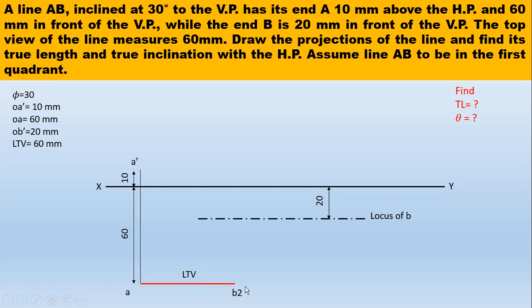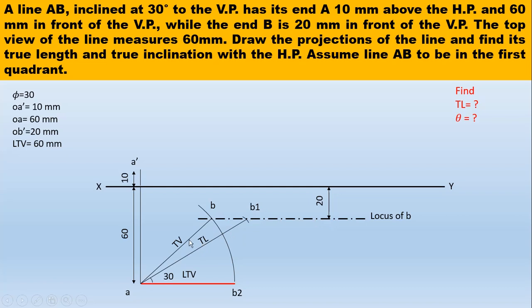Take ab2 as a radius and a as a center, make an arc on locus of b. So that will give you point b. Join ab. So this is nothing but the top view, right? Now true inclination with respect to vertical plane is given, that is phi, and you have locus of b. Then draw a line at an angle of 30 degrees from point a that will cut the locus of b at b1. So this is nothing but the true length.